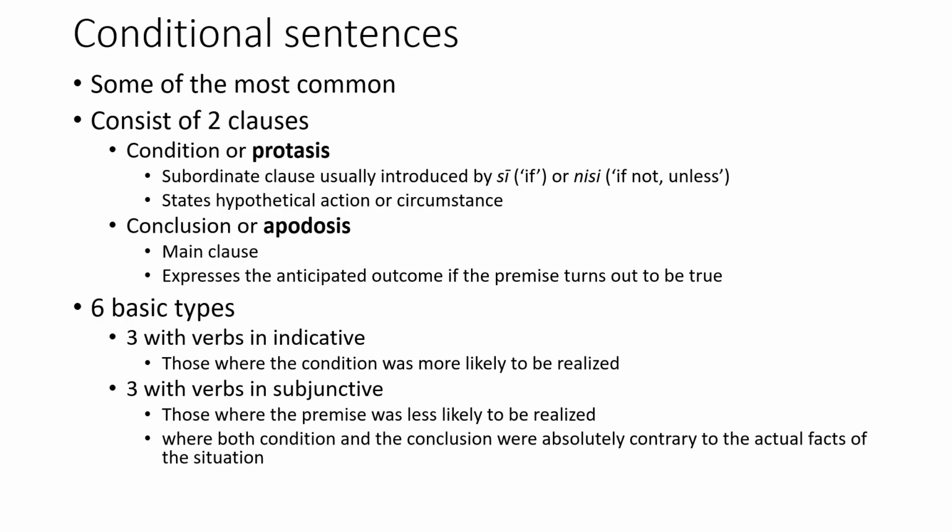In Latin, there are 6 basic types of conditions. 3 have verbs in the indicative, which are those where the condition was more likely to be realized. The other 3 have verbs in the subjunctive, which are those where the premise was less likely to happen, or where both condition and conclusion were contrary to the actual facts of the situation.